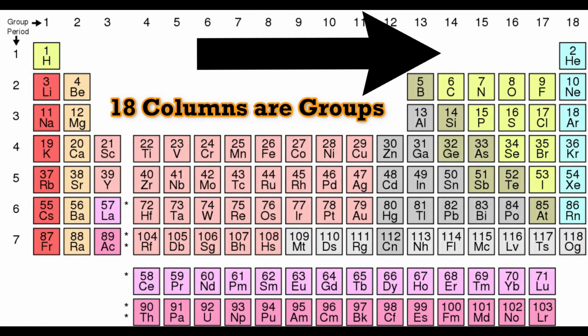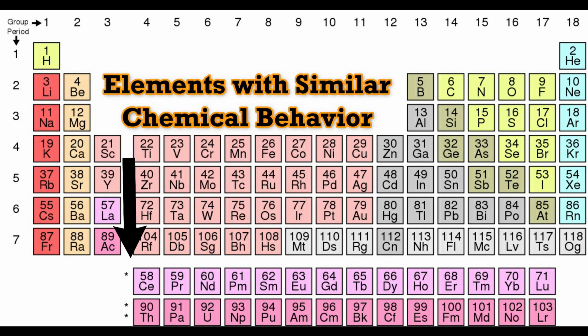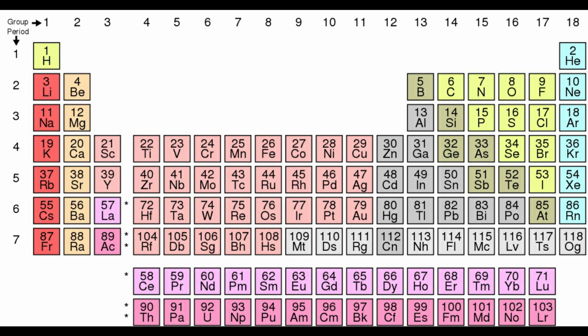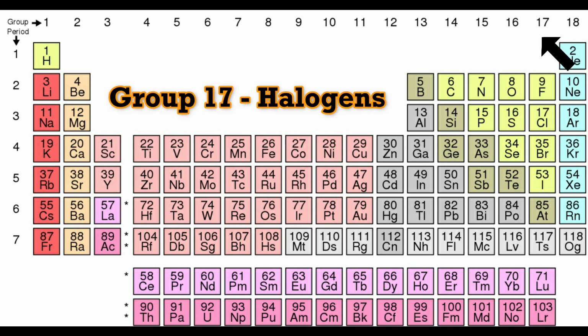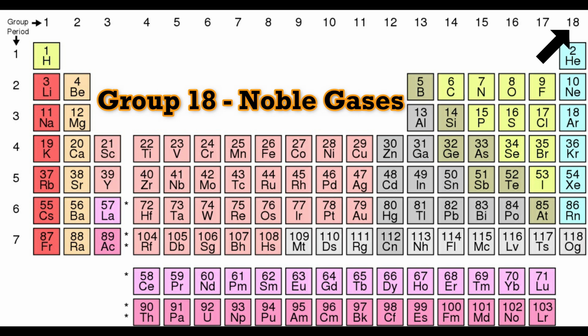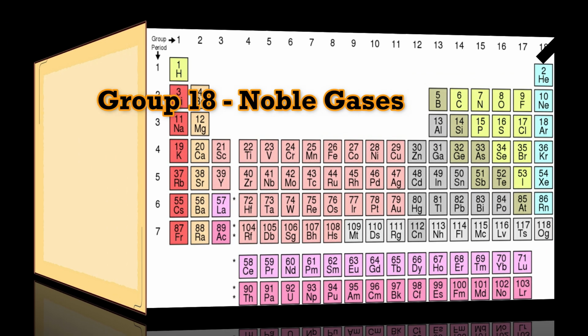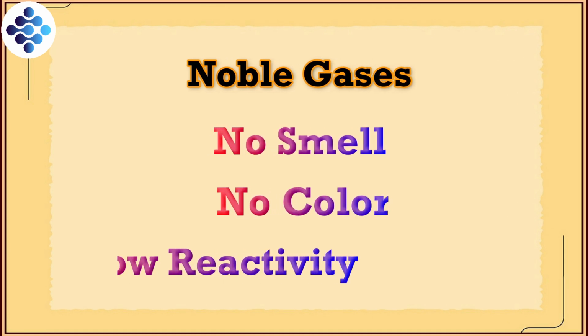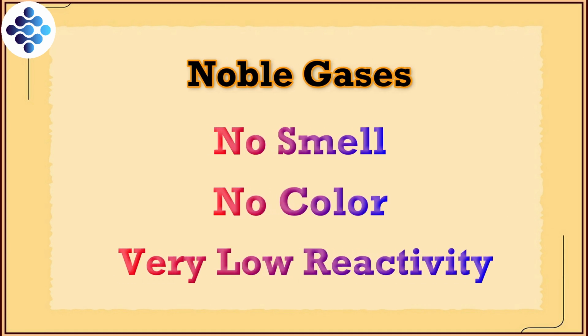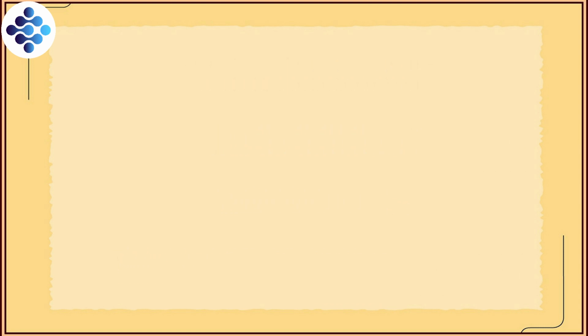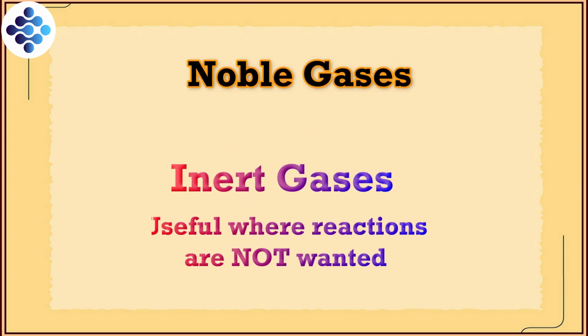The columns, also called the groups, contain elements with similar chemical behavior. 6 groups have accepted names as well as assigned numbers. For example, group 17 elements are called halogens. Group 18 are called noble gases. If we talk slightly more about the noble gases, they are also called the inert gases. They are odorless, no smell, no color, and these are gases with very low chemical reactivity. That is what is called inert nature.